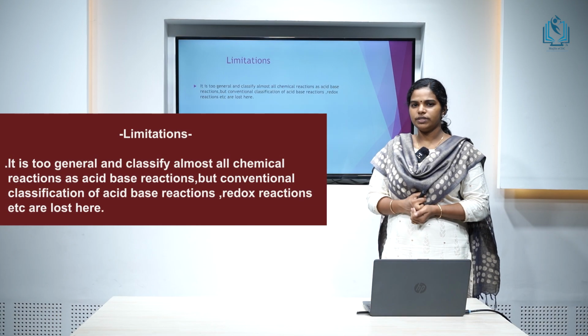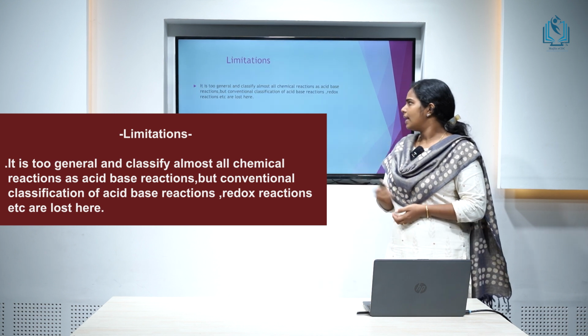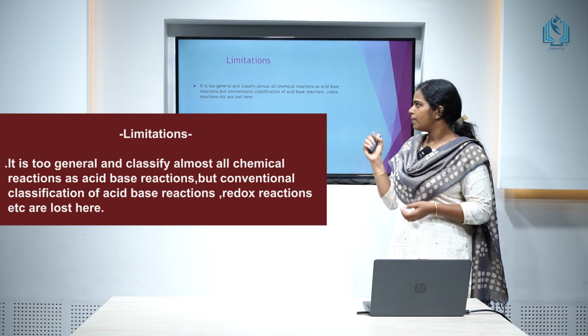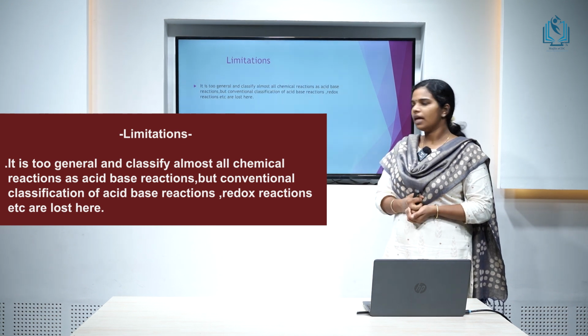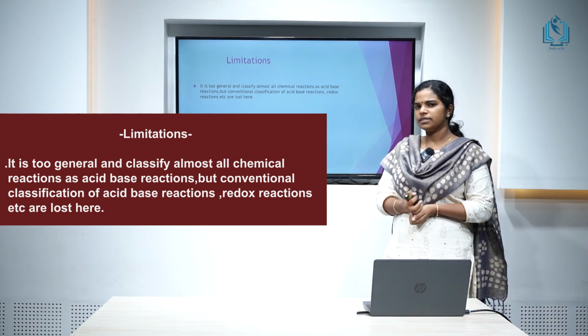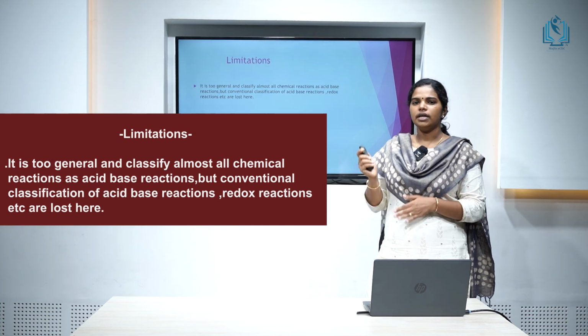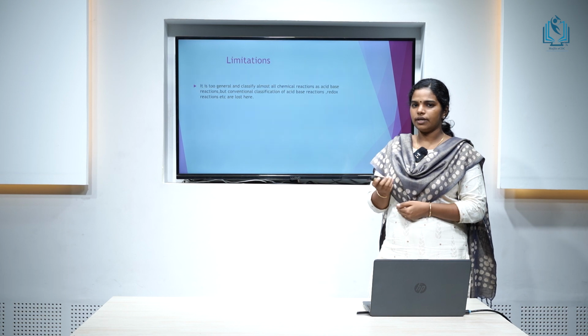Limitations of Usanovich theory. It is too general and classifies almost all chemical reactions as acid-base reactions, but the conventional classification of acid-base reactions, redox reactions, etc. are lost here. These are the limitations of Usanovich theory.